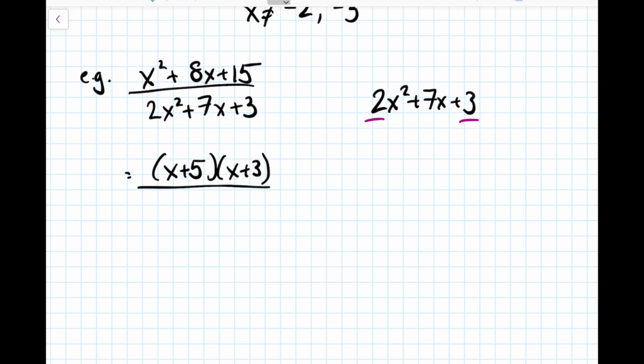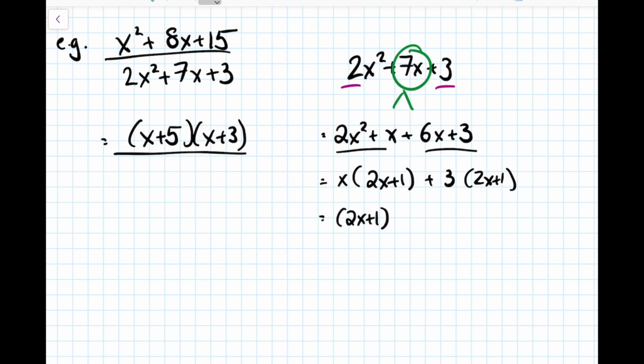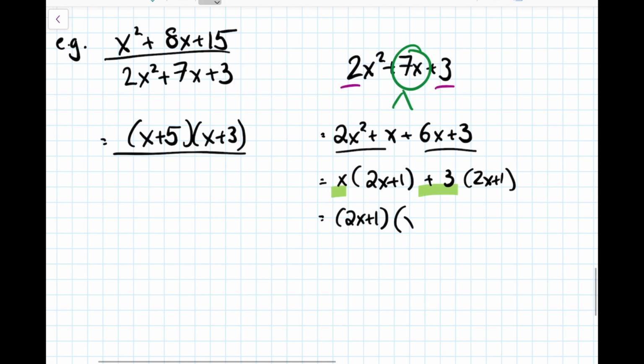What we are going to do is we're going to take that 7x and we're going to split it up into an x and a 6x. Then remember, we're going to make groups of our first two terms and our last two terms. We're going to take out common factors from those groups. So from the first two, I'm going to take out an x, which is going to leave me behind 2x plus 1. From the second two, I'm going to take out a 3, which is also going to leave behind 2x plus 1. I'm going to set aside those 2x plus 1s and combine what's left, which in this case is x plus 3, to get my second factor like that. And so everything's fully factored.